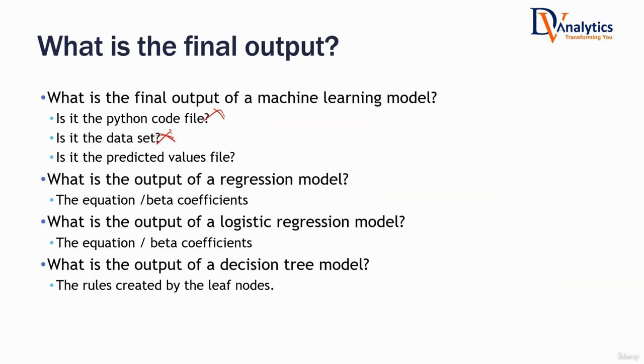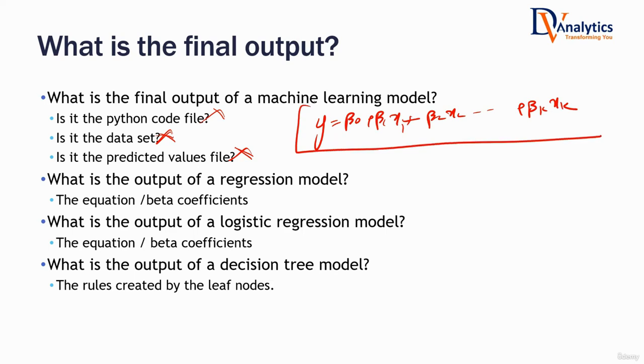Is it some kind of data set that you will be delivering as a final model? No. Is it some kind of predicted values file? No. Your final model deliverable is simply one equation. That's it. If you're building a regression line, this is your final model deliverable. If you give me this equation, what do I need to do? I need to supply the values of X, and I will get the predicted value of Y. If this value is correct, I don't ask any questions.